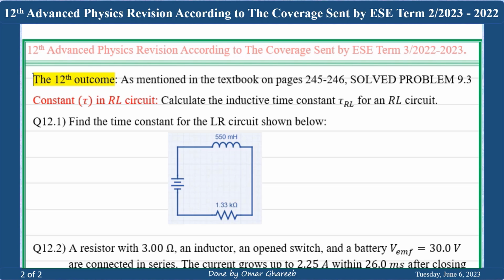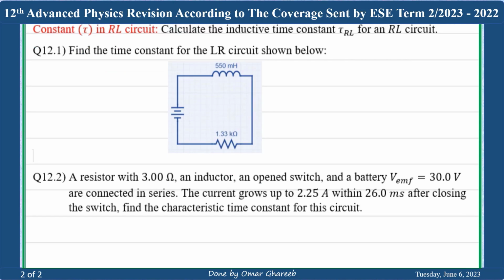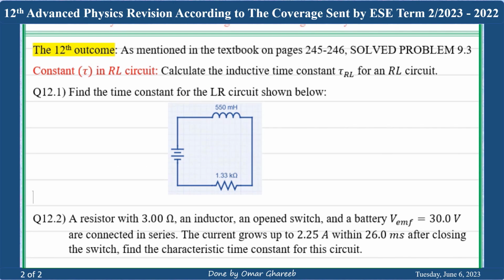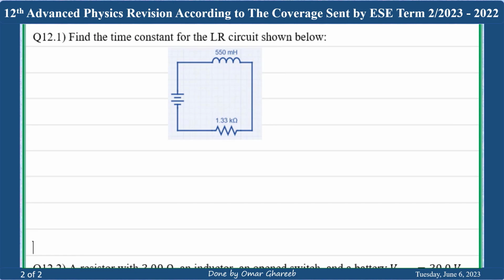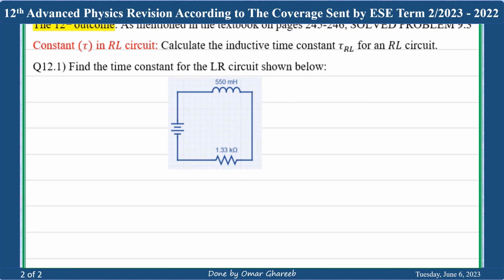Outcome number 12, as mentioned in the textbook, pages 245 and 246. Solve problem 9.3. Before that, let us discuss these questions. First one, find the time constant for the LR circuit shown.